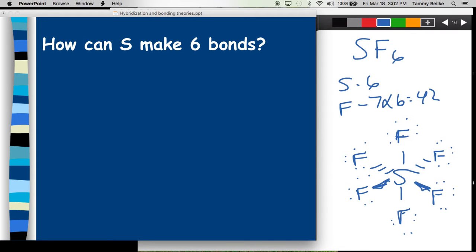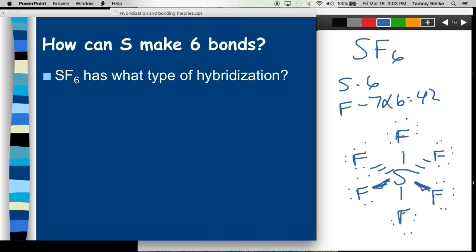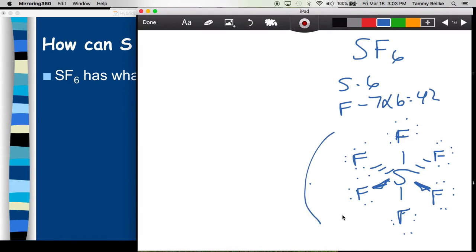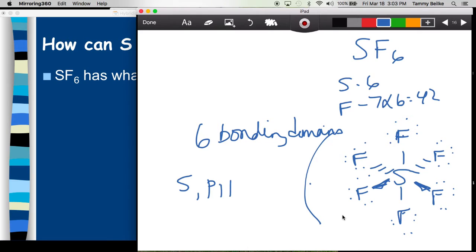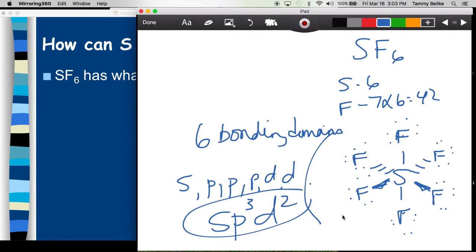Well, why is it that sulfur hexafluoride can make all those 6 bonds? First off, what type of hybridization is it? How many domains are here? I see a total of 6 bonding domains. Okay, no non-bonding, so 6 total. That means I need an s, 3 of the p's, and 2 of the d's. So sp3d2. That is my hybridization for sulfur hexafluoride.